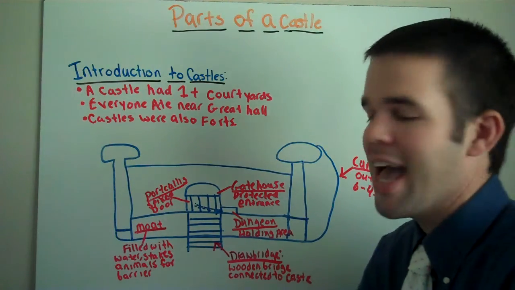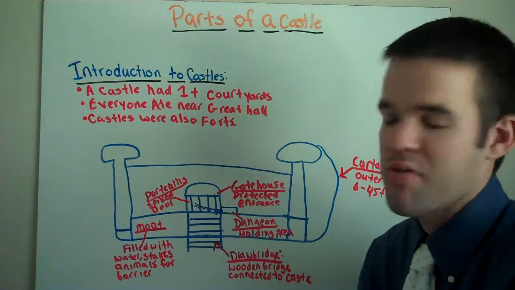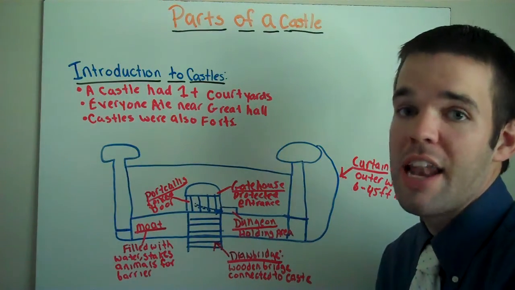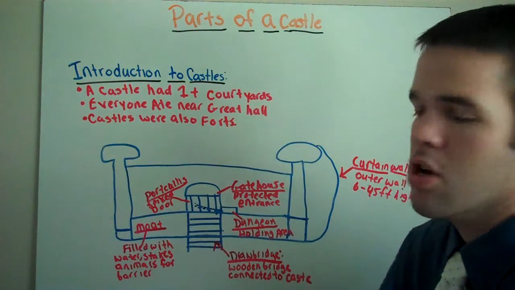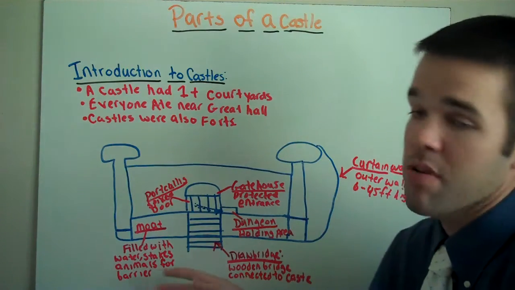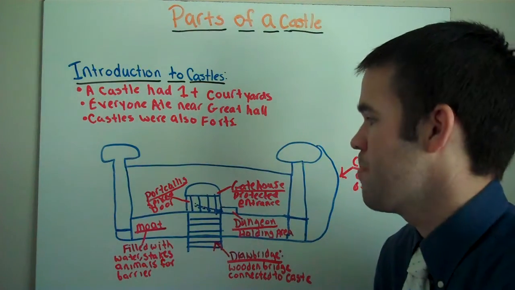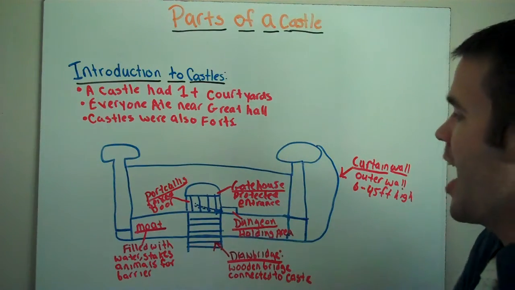Not only were there stakes in the moat, there were also animals. Snapping turtles, gators, and other animals were included in the moat as well. So once you fell in, the luck of you getting out was slim to none. Let's move on to the gatehouse.